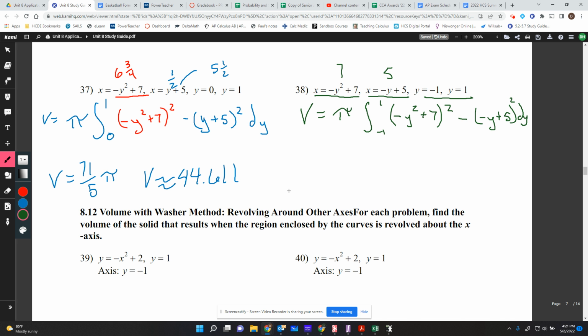And again, plug this in. If you evaluate it without pi, you get 192 over 5 pi, and that's going to be about 120.637.